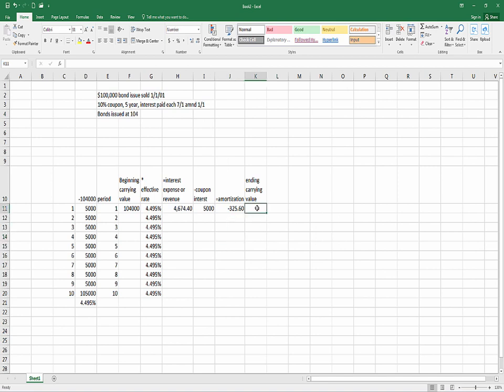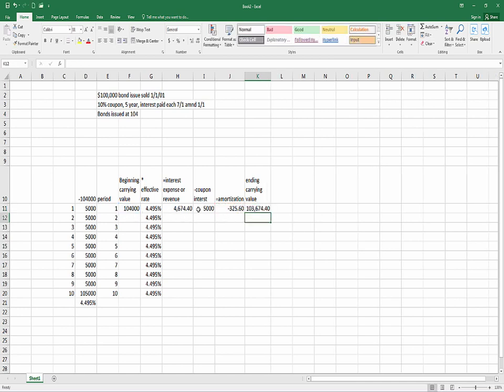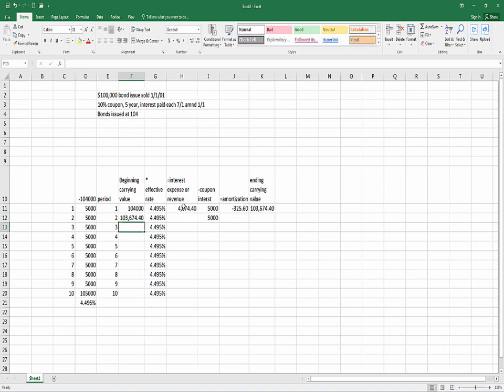Okay, and so our ending carrying value is our beginning of year carrying value plus or minus the amount of the amortization. Okay, so I'm going to go ahead and make the beginning carrying value for year 2 the ending carrying value for year 1. I'm going to copy that down and copy these down. You notice the one thing I didn't copy down directly was this one. If I just drag that one down, it would give me 5,000, 5,001, 5,002, 5,003, 5,004, 5,005, and so on.